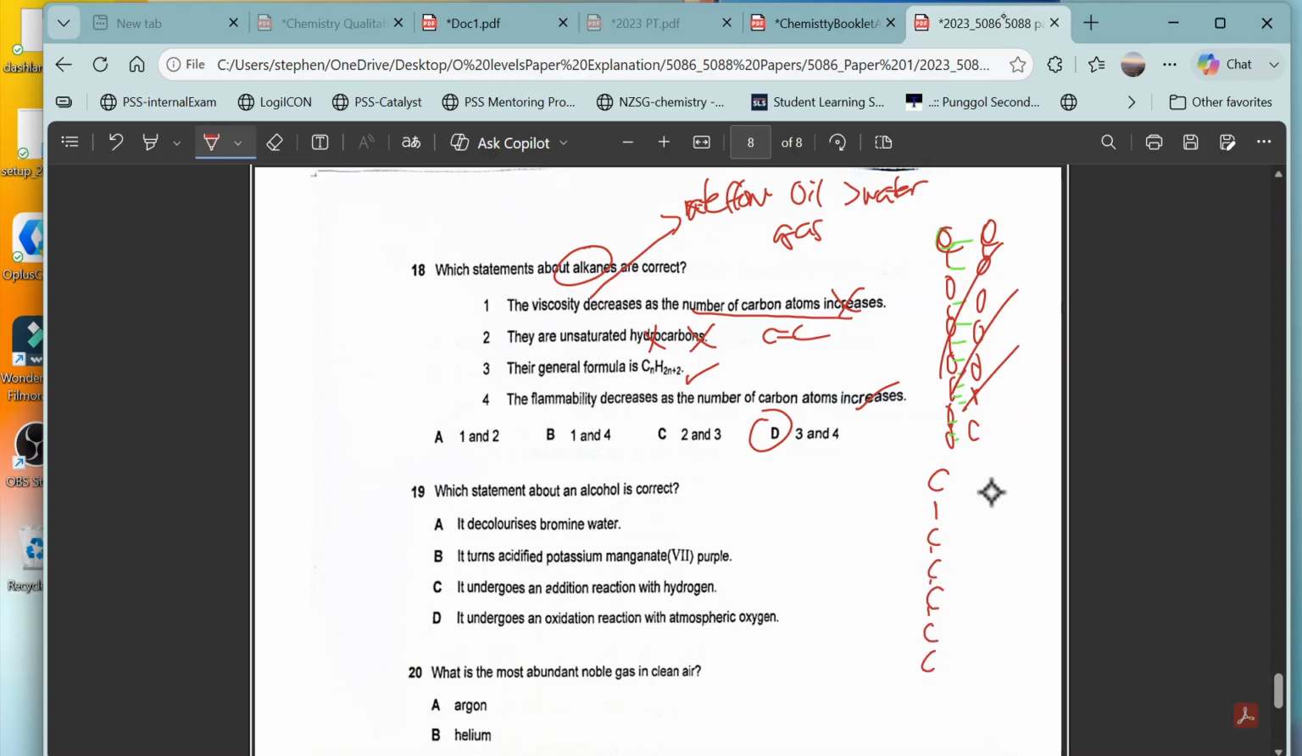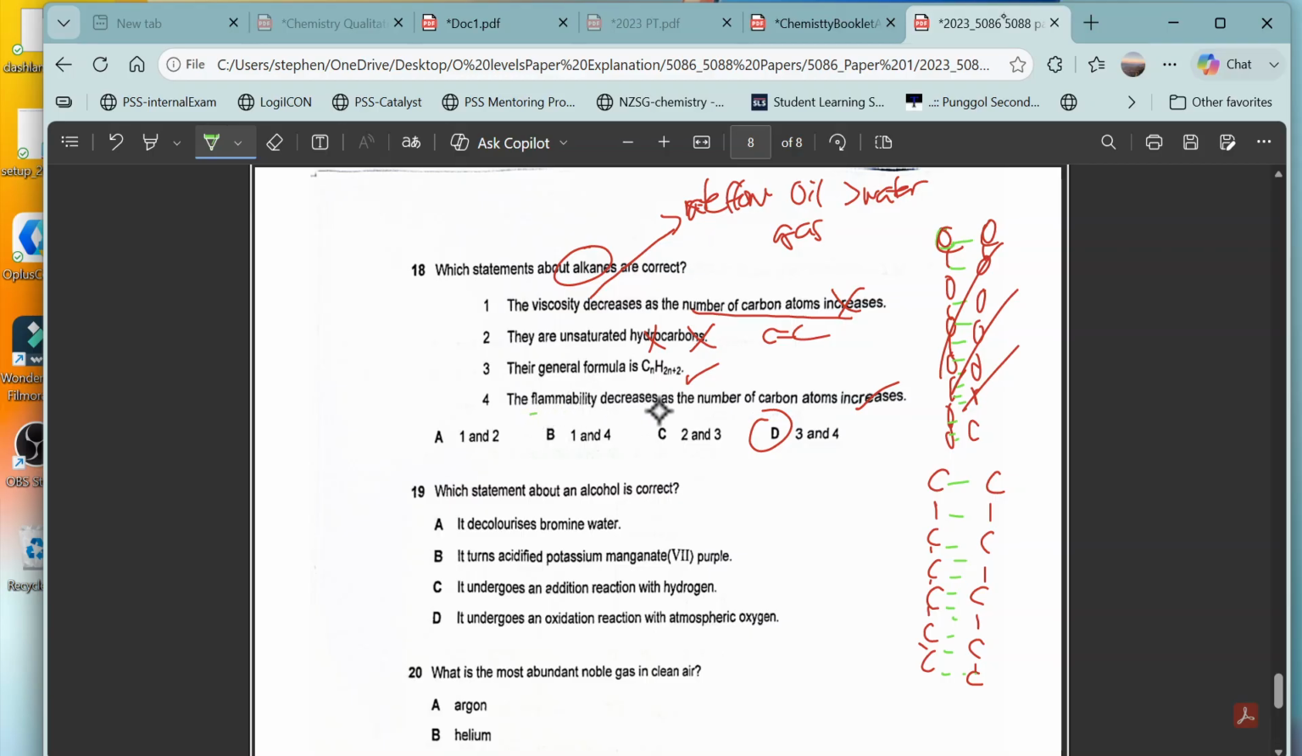C. Okay, so if you have a very long chain, the carbon increases, the intermolecular forces of attraction increase, right? And therefore the viscosity increases because it's more difficult for the molecules to slide against each other, right? To slide because there are so many bonds. If you have only shorter bonds, then it's easier for the molecules to slide against each other. Okay, so the answers are 3 and 4 because 4 is correct.